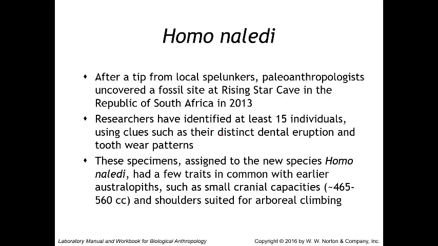Again, this yielded the largest number of fossil remains from a single species found anywhere in Africa. Researchers have identified at least 15 individuals using clues such as their distinct dental eruption and tooth wear patterns. And these specimens assigned to the new species Homo naledi had a few traits in common with their earlier australopiths, such as the small cranial capacities of around 465 to 560 cc's and shoulders suited for arboreal climbing. However, they had more in common with Homo erectus, such as a sagittal keel, large brow ridge, smaller teeth and mandible, and a human-like foot well suited for bipedalism. So, that's why they're in our genus Homo as opposed to Australopithecines.